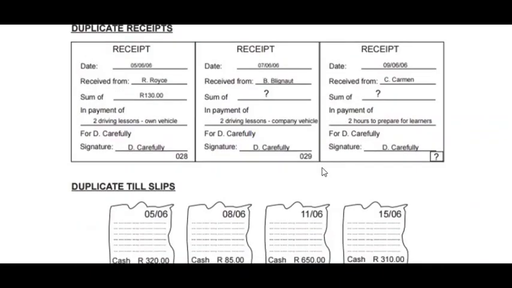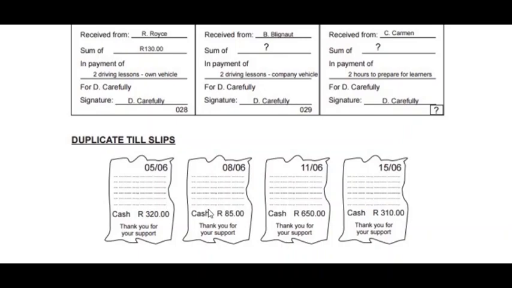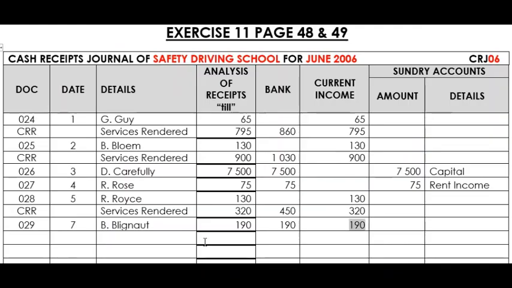Then the transaction on the 8th, this till slip on the 8th is worth 85 Rand. So you would say, remember the document for a till slip is CRR. It's on the 8th. We don't know the customer's name, so we write services rendered, 85 Rand. It's the only transaction for the day. Draw that nice thick line, bank the value, and it was for services rendered.